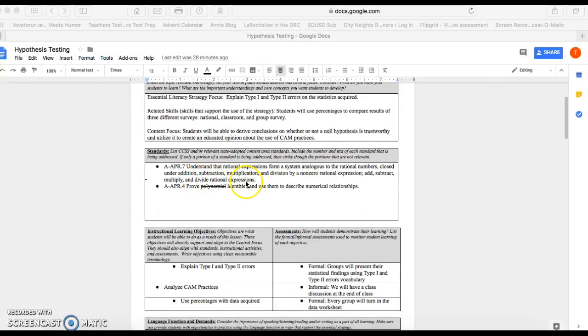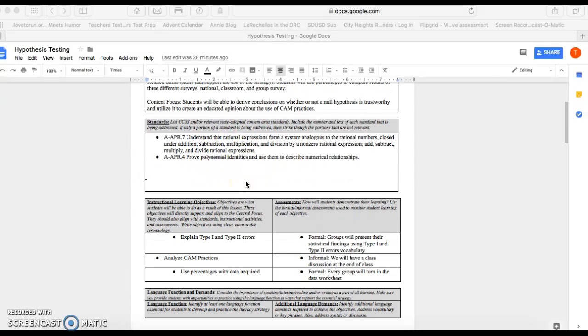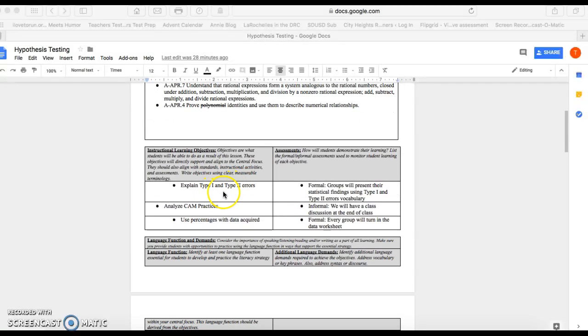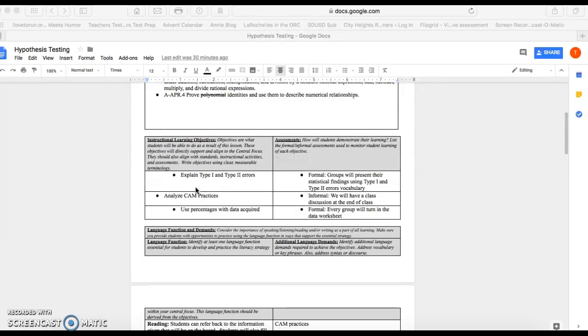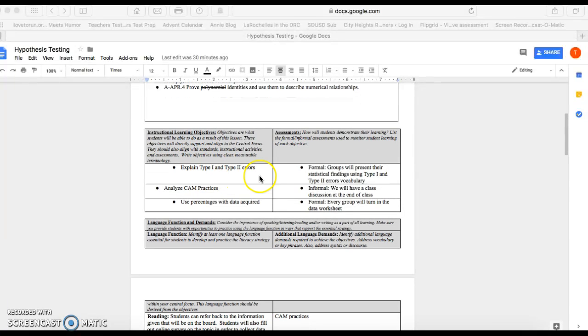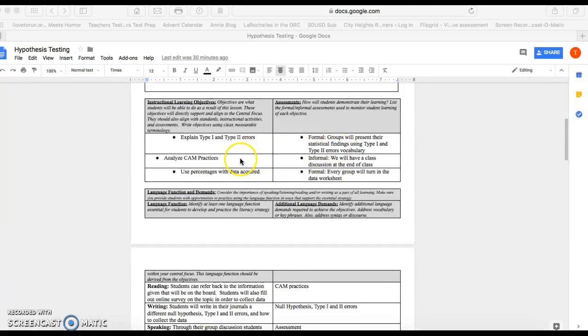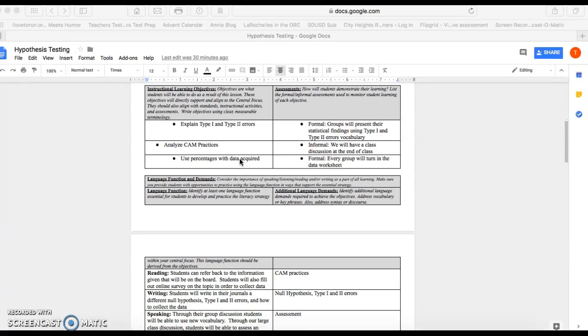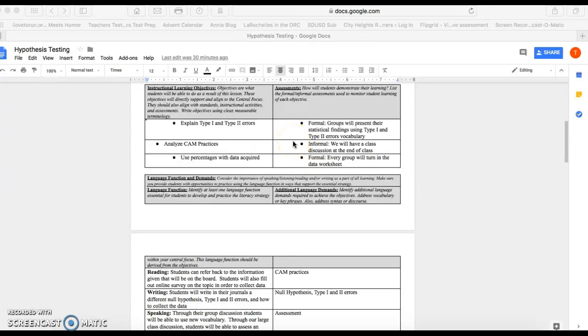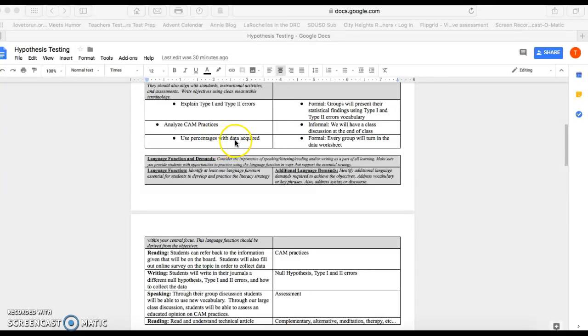Here's my standard. I got this from Illustrative Math. Here are my learning objectives. Students must be able to explain type 1 and type 2 errors, and I will know this as they're presenting in their groups, as they're talking and having conversations in their groups. Another one is analyze camp practices, and we're going to have a class discussion, and I will know this informally whether they're getting it or not. And then they need to be able to use percentages with the data that they acquire, and there's a worksheet that they need to turn in.